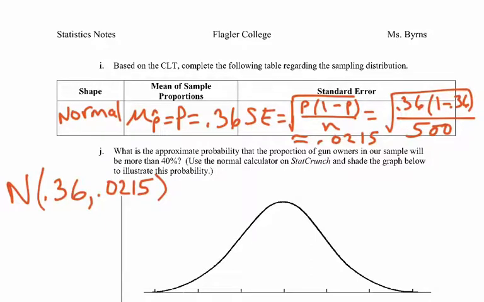That's what we're doing here. So the question says, what is the probability that the proportion of gun owners in our sample will be more than 40%?